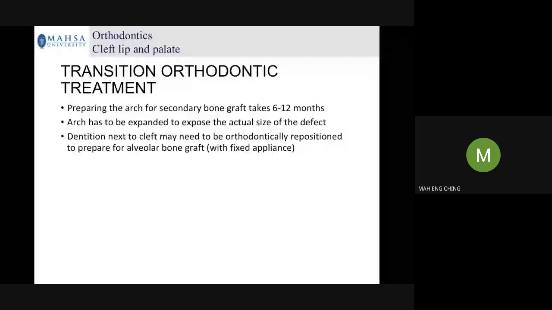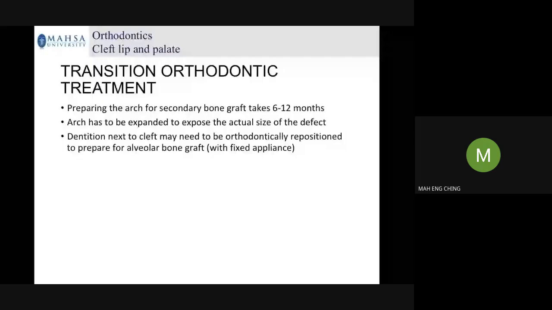So the dentition next to the cleft may need to be orthodontically repositioned to prepare for an alveolar bone graft. Again, like I say, if they are crooked and there's not enough space, it is difficult for the surgeon to operate. But this usually has to be done with a fixed appliance. A lot of the time, as I told you, fixed braces should only be put on if the patient has permanent adult teeth. In this situation, because the patient has a mixed dentition, we only put partial braces, which means sometimes 2x4 or sometimes 2x6, only on certain teeth, just to align the teeth and then open up the space.